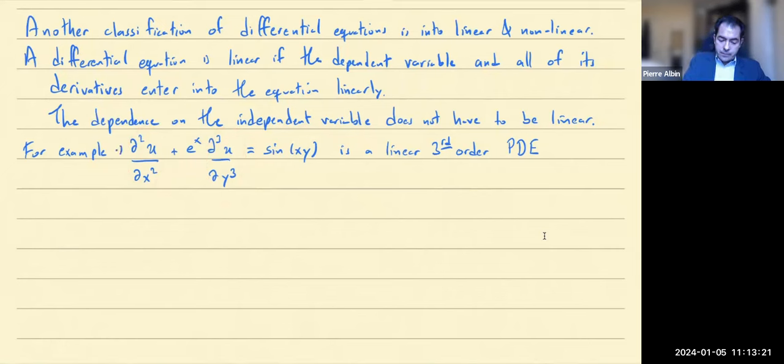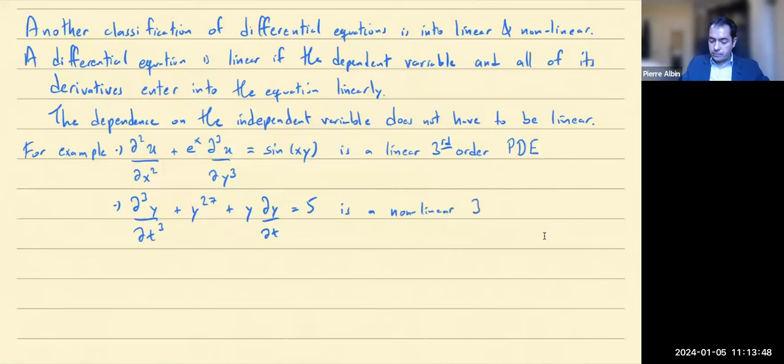On the other hand, if we had something like the third derivative of y with respect to t plus y raised to the 27th power plus y times the derivative of y with respect to t equal to 5, then we would have a nonlinear third order ODE. Right? So here this is a PDE because we're taking derivatives both with respect to x and with respect to y, whereas this is an ODE because all of the derivatives are with respect to t. This one is nonlinear.